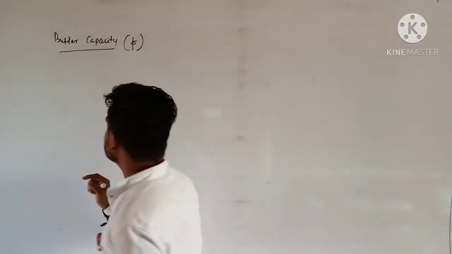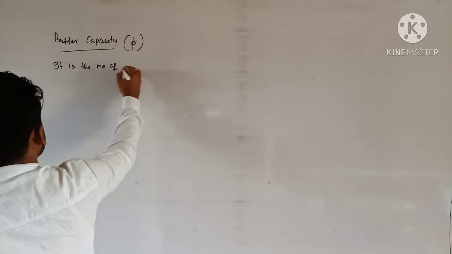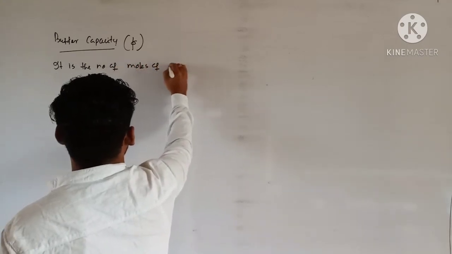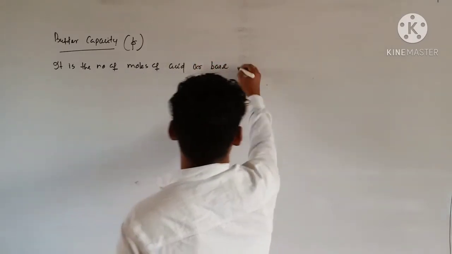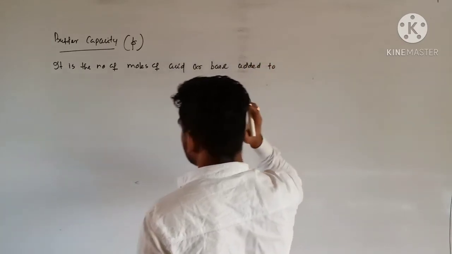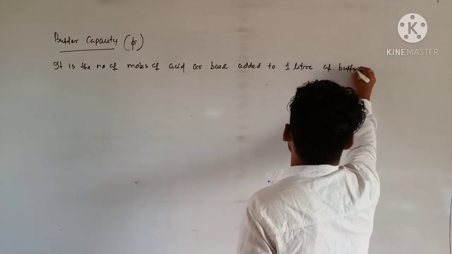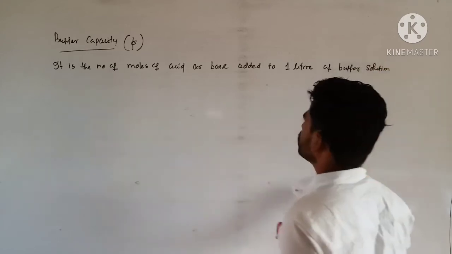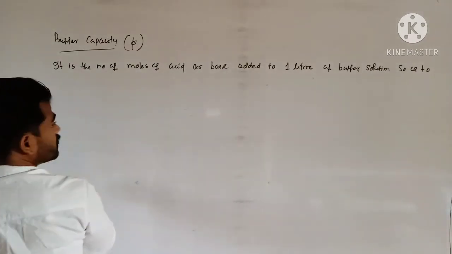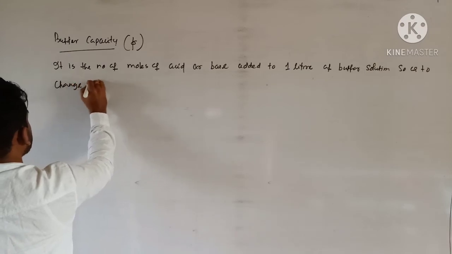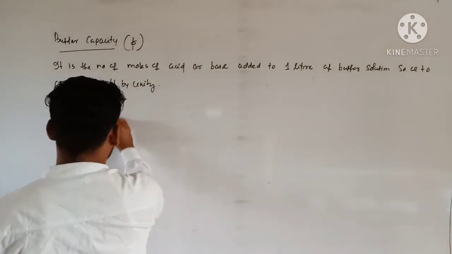Okay, so write down the buffer capacity. It is the number of moles of acid or base added to 1 liter of buffer solution so as to change its pH by unity.